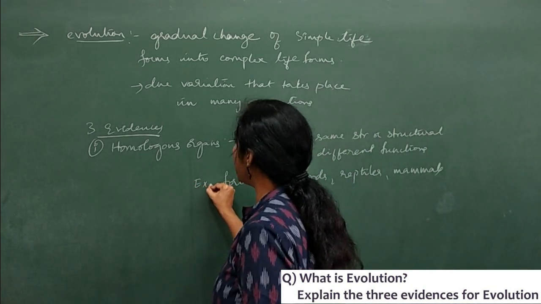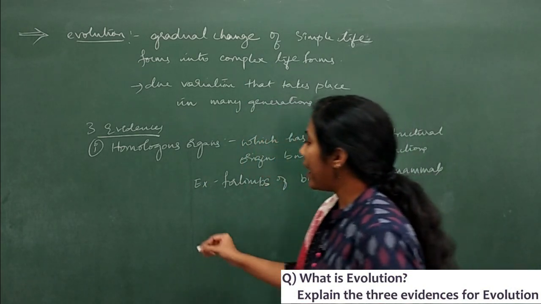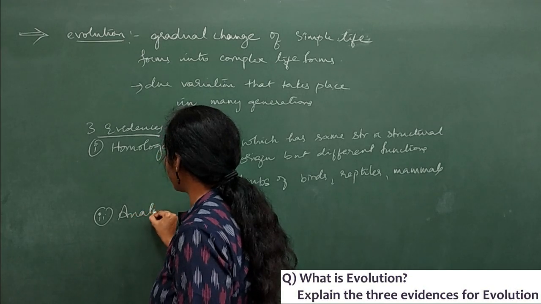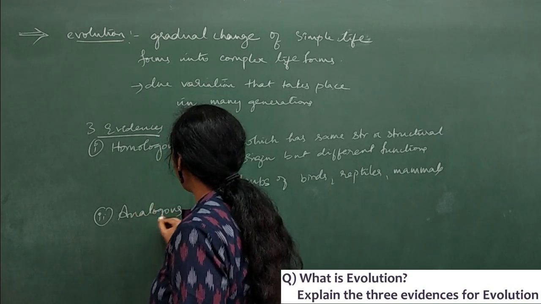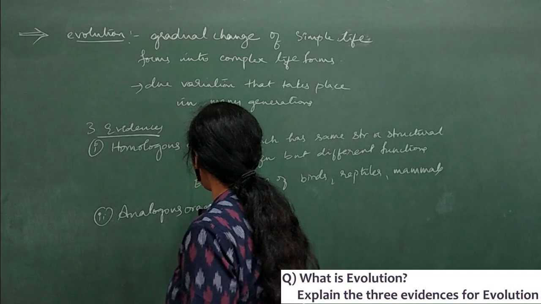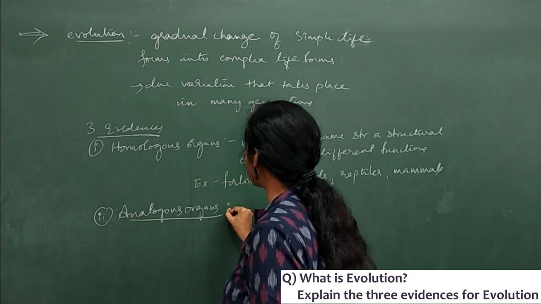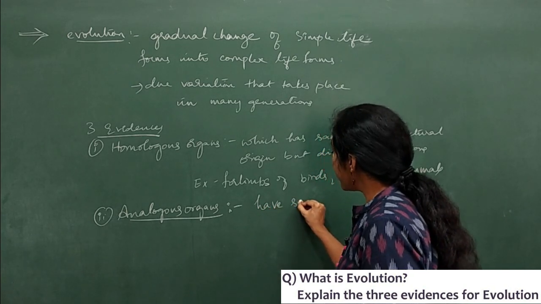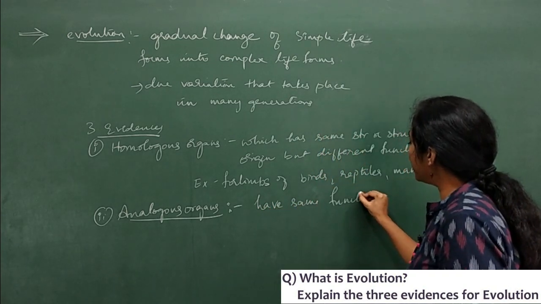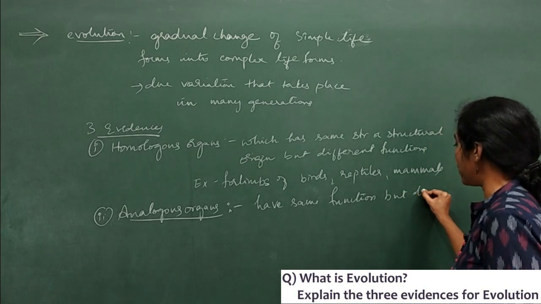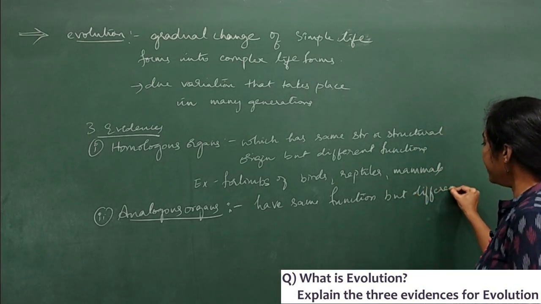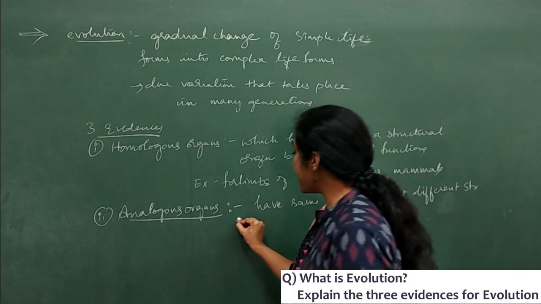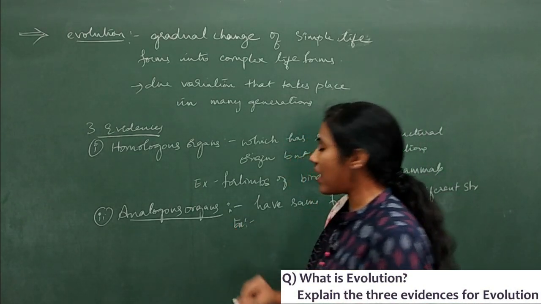These are the examples for homologous organs. Now the second evidence for evolution is analogous organs. Analogous organs are exactly opposite to homologous organs, isn't it? That means they have the same function but different structure. Different structure is called analogous organs. So what are the examples you can give for analogous organs?